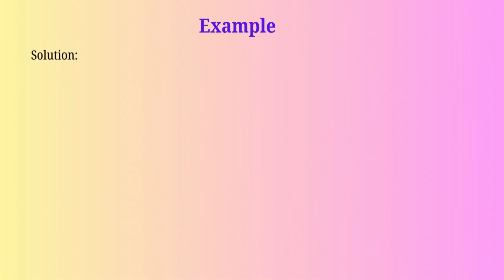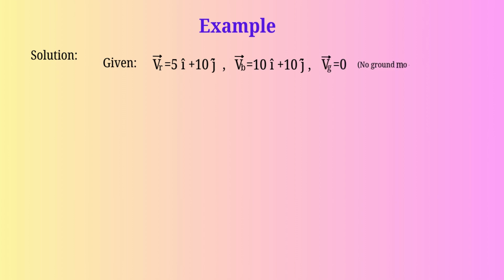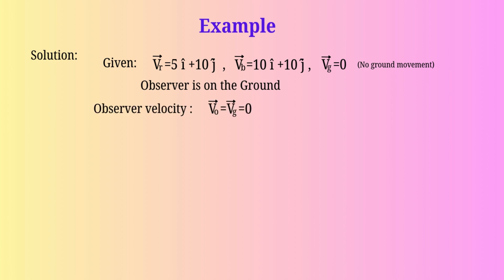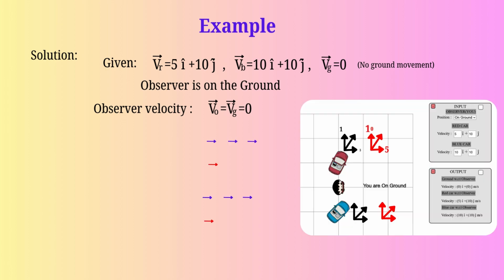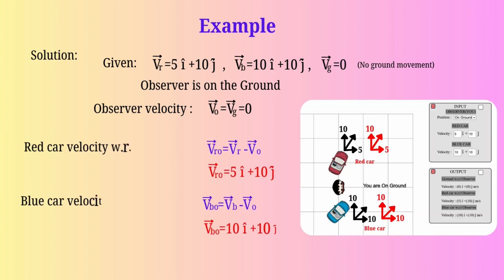Let's solve the question with formulas. Here we have the given velocities of the red and blue car. There is no movement in the ground, so the velocity of the ground is 0. Now take the first case when the observer is on the ground. Here the observer velocity is also 0. Now use the relative velocity concept to find out the relative velocity of the red and blue car with respect to the observer.